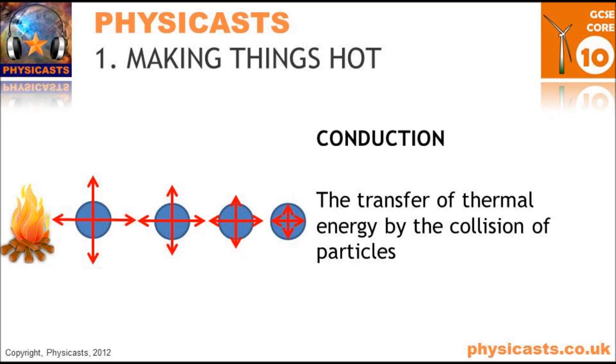So I'm going to heat my rod from the left hand side with a heat source, like a flame. This causes the left hand particle to start to vibrate more. So it vibrates faster and it also takes up more space. It vibrates further from its rest position. If you heat up this particle enough, it will then collide with the particle next to it.